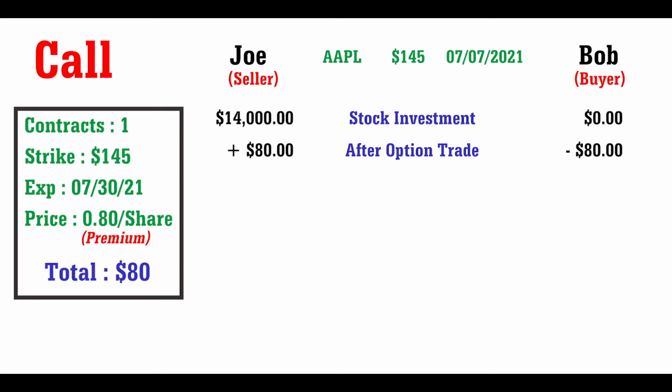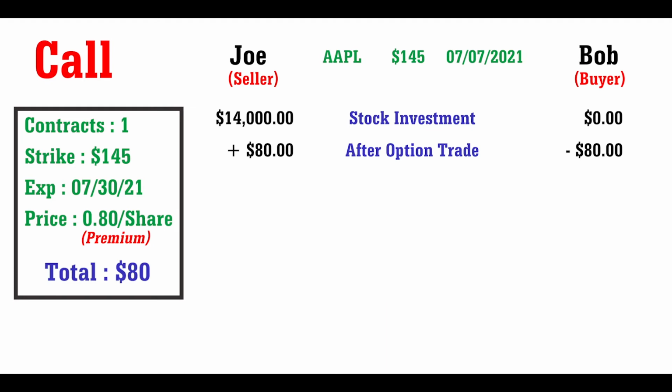If Bob decides to exercise this call, he will pay $145 multiplied by 100, a total of $14,500, and he will receive 100 shares of Apple from Joe. Bob's decision to exercise this contract will depend on the trading price of Apple. So there are two possible scenarios. First, Apple stock is trading above the strike price of 145, or second, the stock is trading at 145 or below. Now let's see what happens in each scenario.